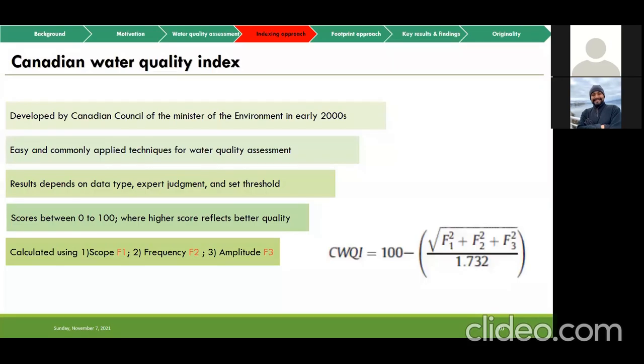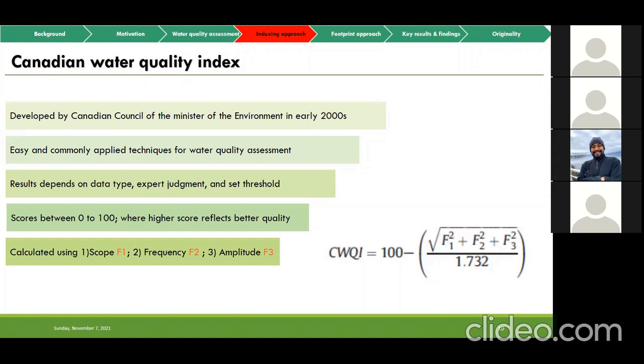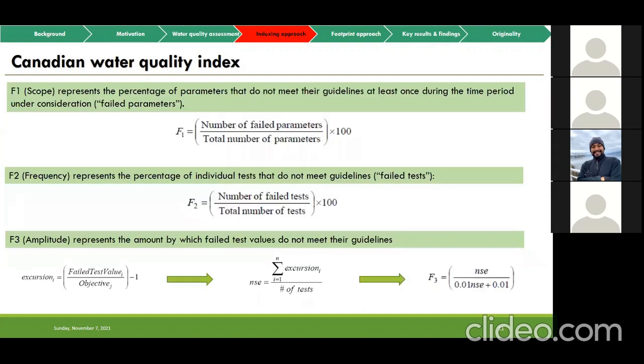Simplify the data and define the whole water quality based on a score between 0 and 100. A higher score reflects better water quality. With this approach, obviously there are some limitations: it depends on the data, expert judgment, and thresholds. But overall, that's the main goal. We have to communicate that. So, going a bit deeper, how we're going to use this technique.